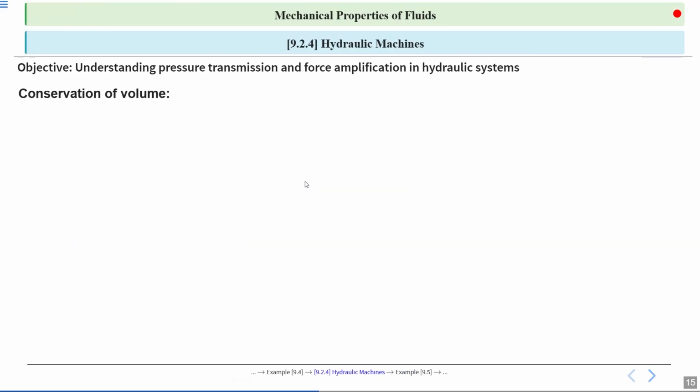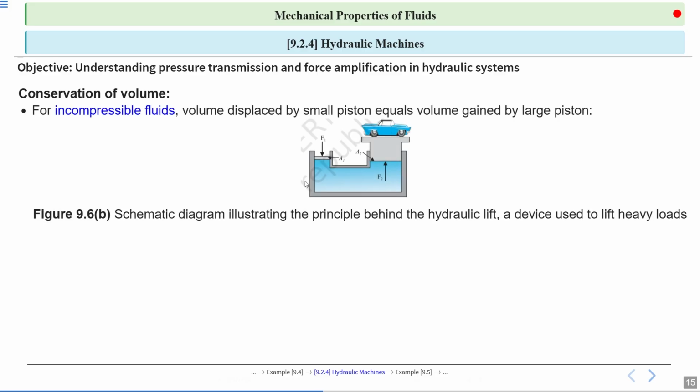Now let's start by discussing the conservation of volume in hydraulic systems. Here we see that for incompressible fluids, the volume displaced by the small piston equals the volume gained by the large piston. Notice the schematic diagram illustrating a hydraulic lift. This device uses the principle of volume conservation to lift heavy loads efficiently. Look at how the pistons are connected and how the fluid moves between them.